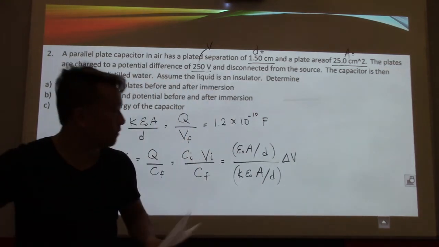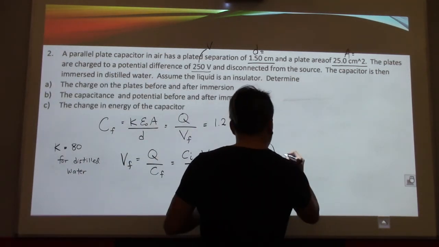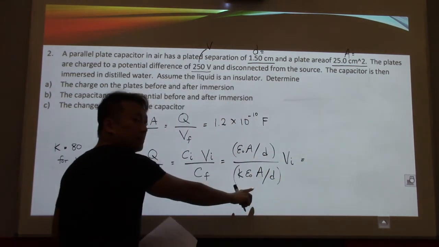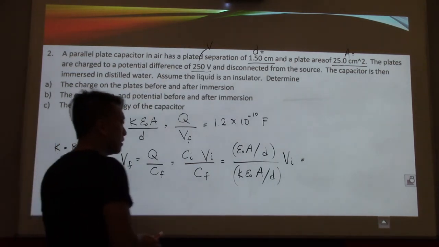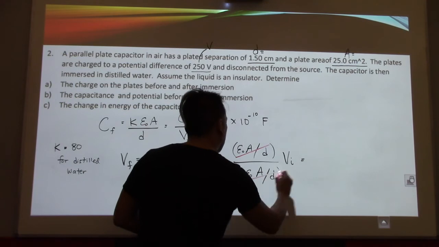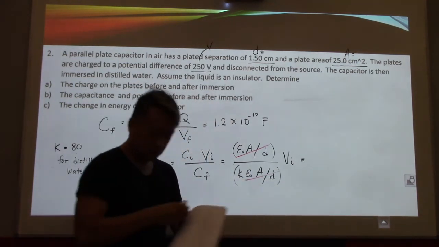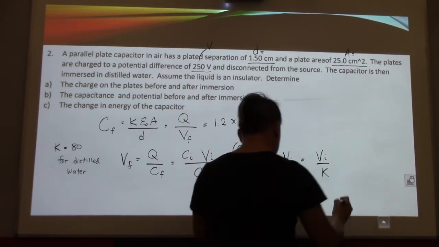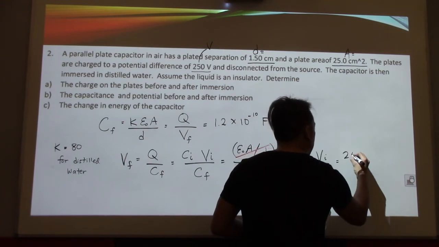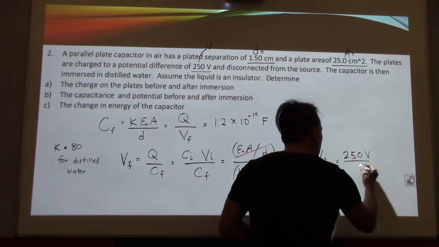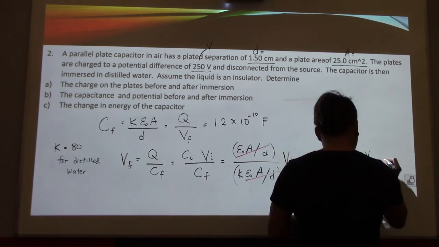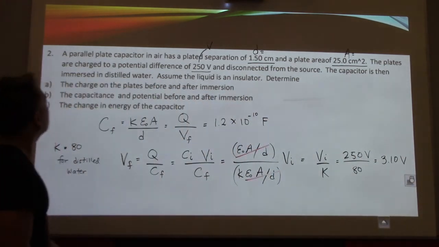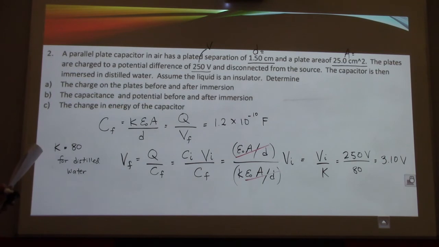Oh, no, sorry, wrong symbol. Just use E. And cancel, cancel. And then you're going to get V_I over K, which, let's just plug it in. The initial voltage was 25 volts over K of 80. That's going to give us 3.10 volts. So that's going to be the volts there.